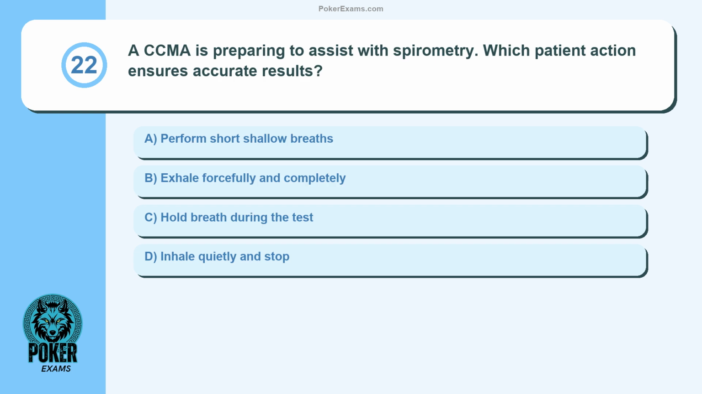Question 22. A CCMA is preparing to assist with spirometry. Which patient action ensures accurate results? Perform short shallow breaths. Exhale forcefully and completely. Hold breath during the test. Inhale quietly and stop.